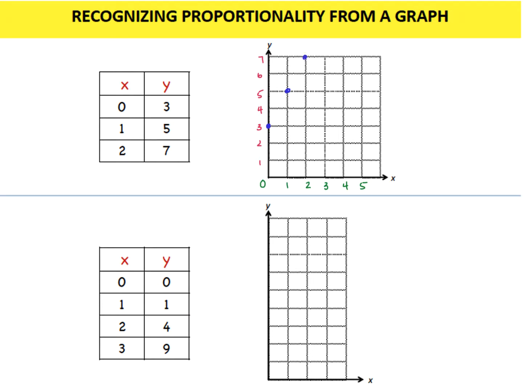Now when we join these, this is a line, but it does not pass through the origin. Let's look at the second example. Again, we can see it's not proportional because here we have a ratio of 1 to 1, while the third is 2 to 4. In fact, the relationship is that y is the square of x, and we can write that as y equals x squared.